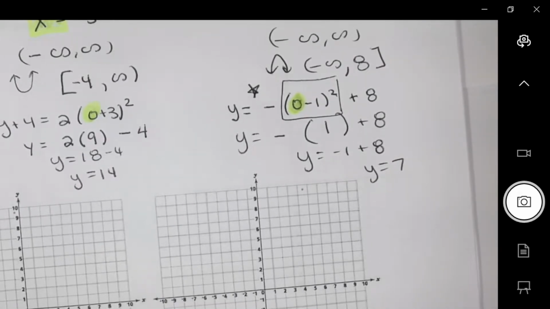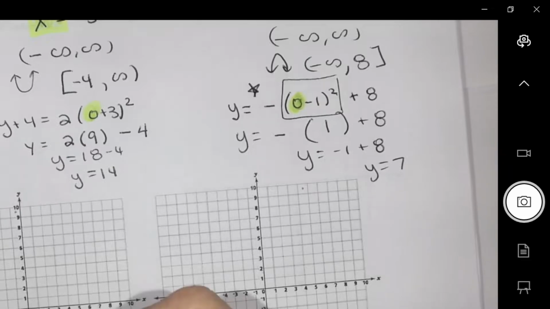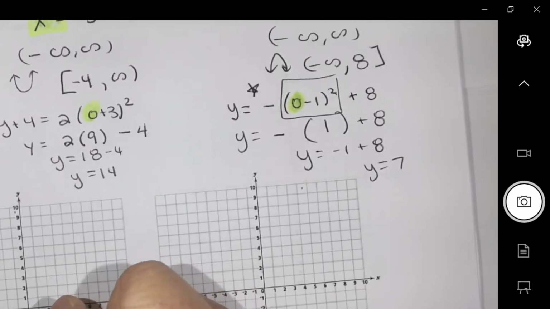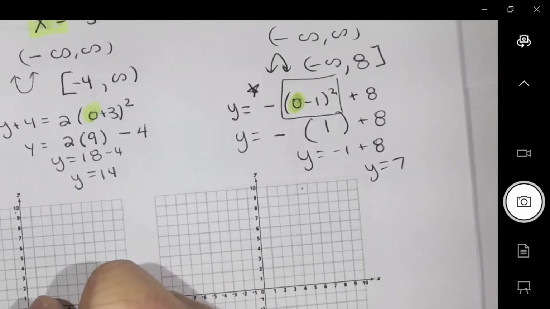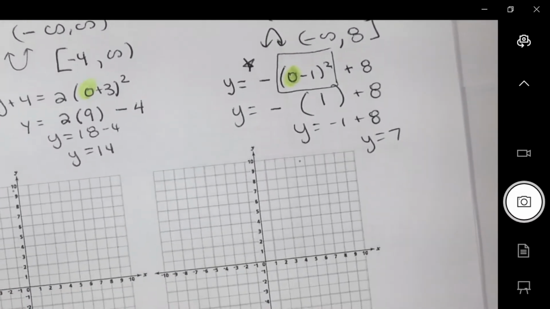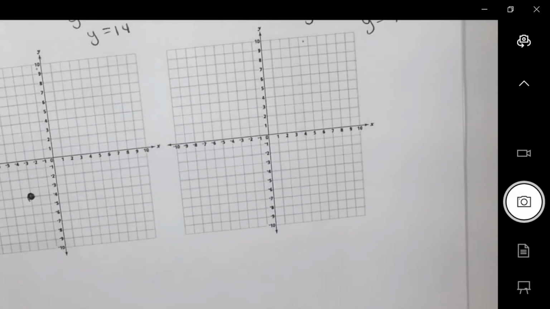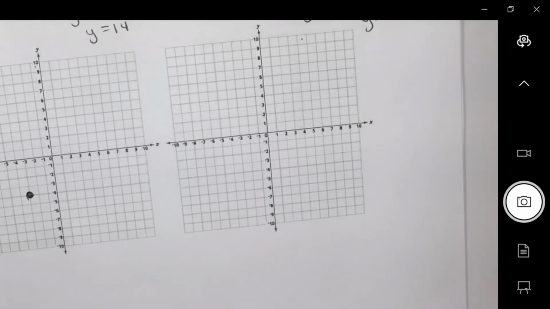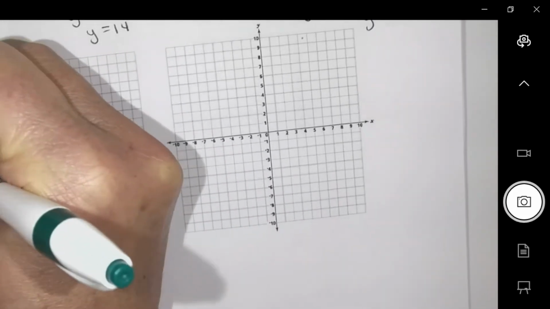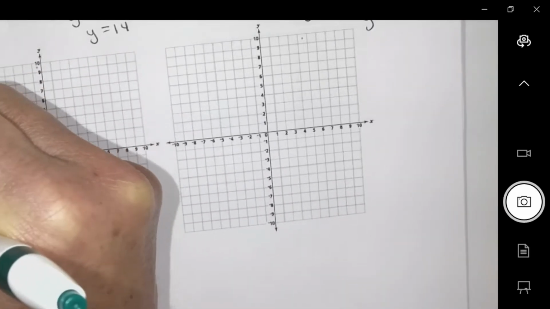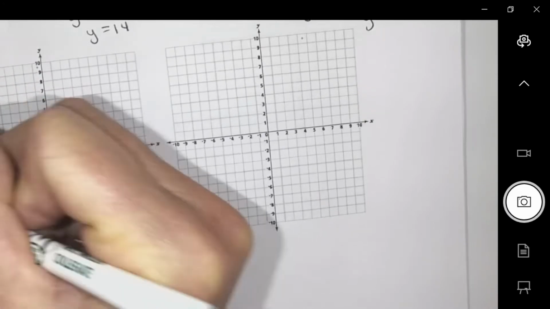Okay, so graphing. So the first one, I can put my vertex on there. So (-3, -4) was that vertex. And the y-intercept is 14. Well, I can't really fit that on there. So let's make an over-up chart. 1, 1, 2, 4, 3, 9.